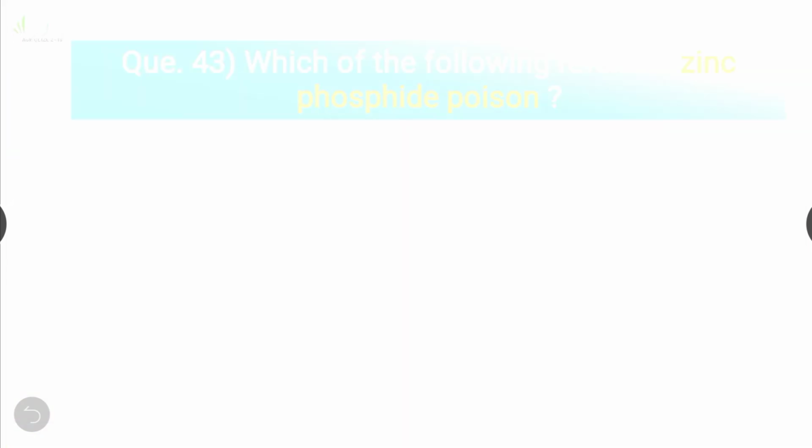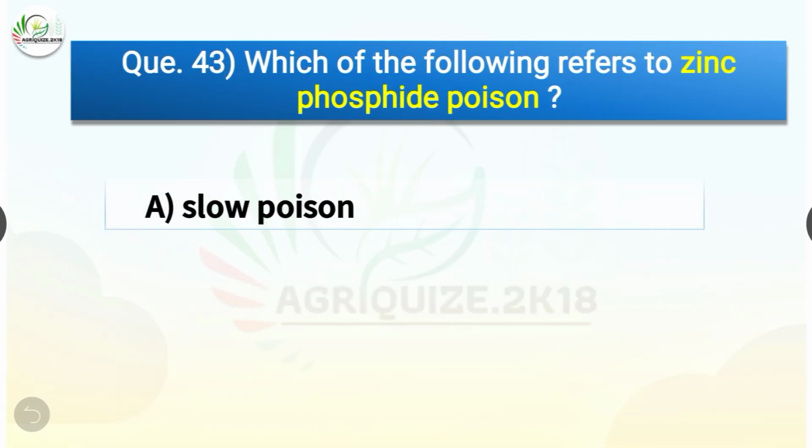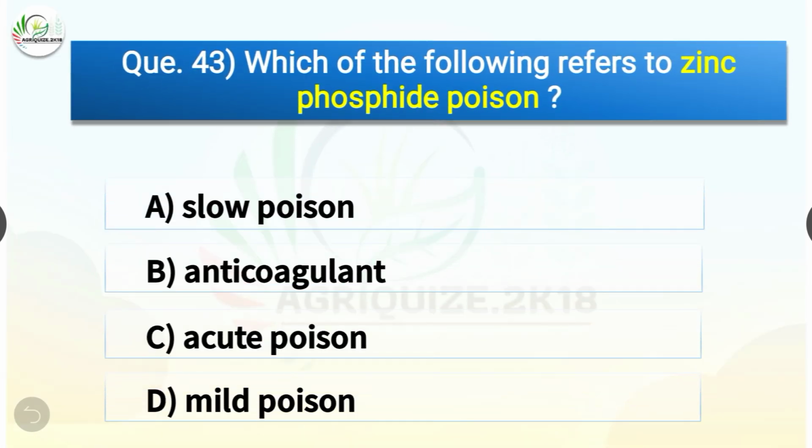Question number 43. Which of the following refers to zinc phosphide poison? The options are slow poison, anticoagulant, acute poison, or mild poison. The correct answer is option C, acute poison. So, acute poison among the following refers to zinc phosphide poison.